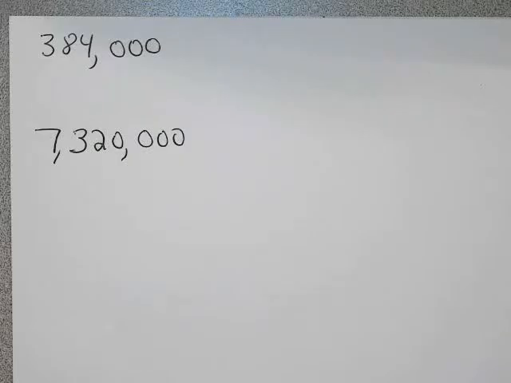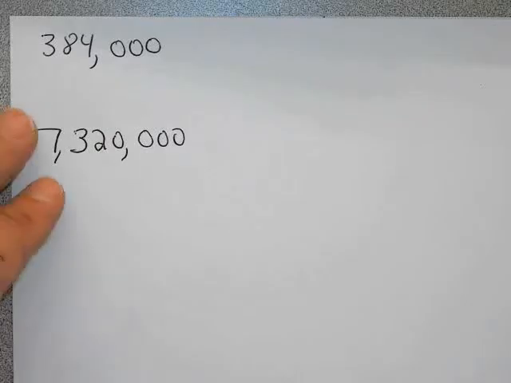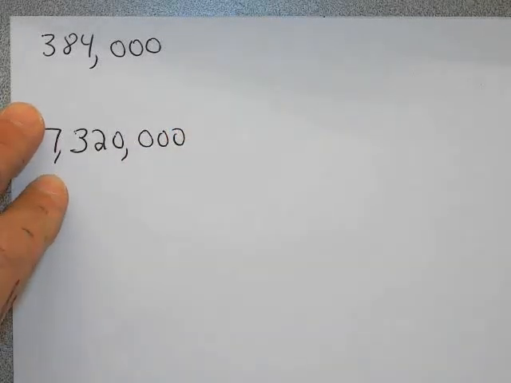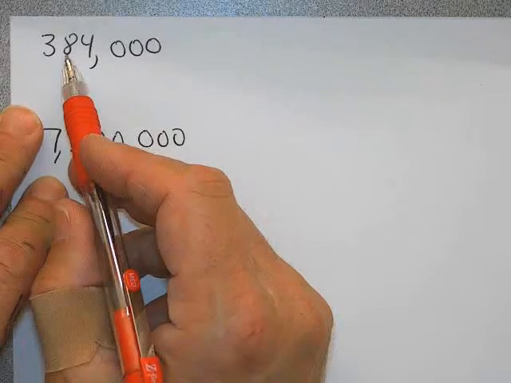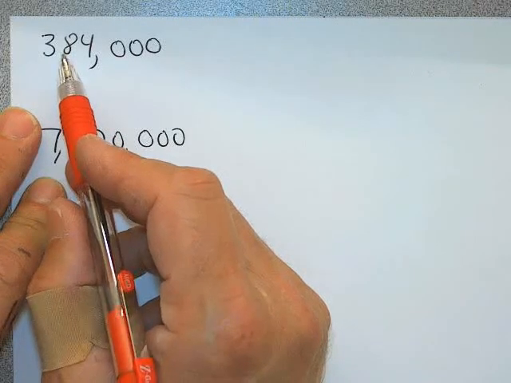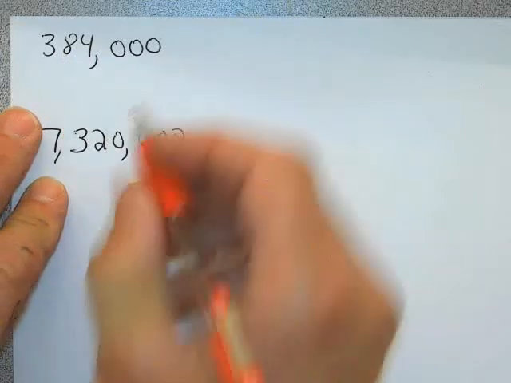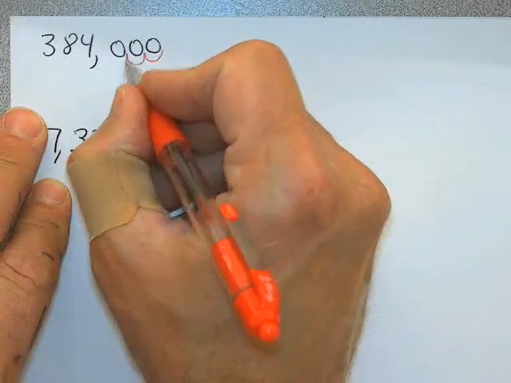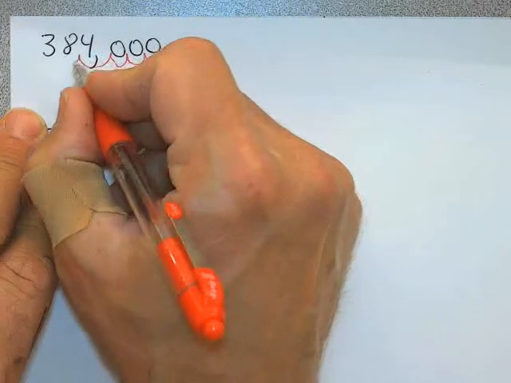In this video, we are going to take numbers written in standard form and convert them into scientific notation. So let's start with this first example. We have 384,000. And the way I'm going to do this, as you may recall from our last video, is to write this number as a number that is greater than or equal to 1 and less than 10. So what I'm going to do is move this decimal point 1, 2, 3, 4, 5 places.